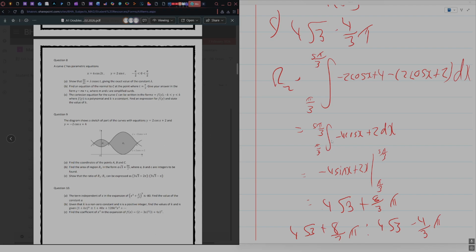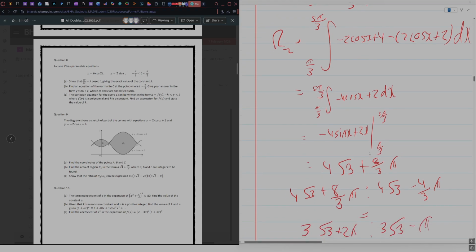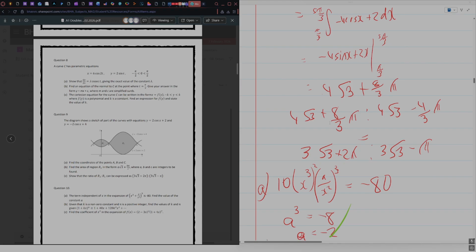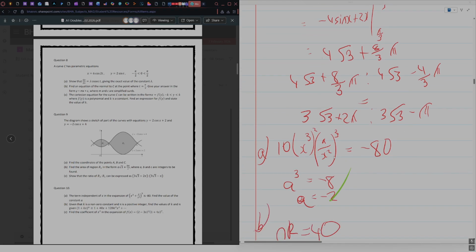And then again, not too hard of an integral. Sub your limits in, you get that, and then you set them like a ratio to each other, and then rearrange a little bit until you get the ratio that they're asking for.